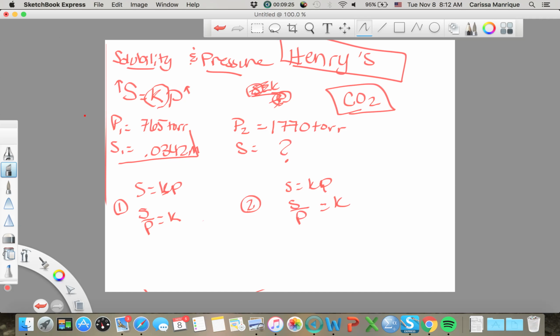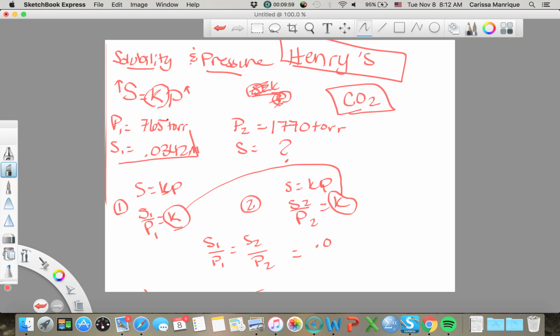So because of this, I could set them equal to each other. Now let me call this S1, P1, S2, P2. So when I do that, I could say S1 over P1 equals S2 over P2. Again, that's because the K for both of these will be the same because I'm still looking at CO2. So I can set these equal to each other, because if this divided by this equals K and this divided by this equals K, then I could set S1 over P1 and S2 over P2 equal to each other.